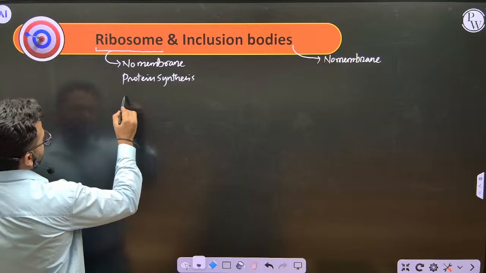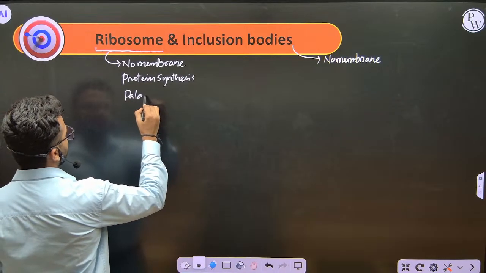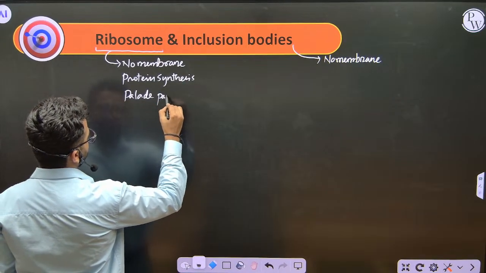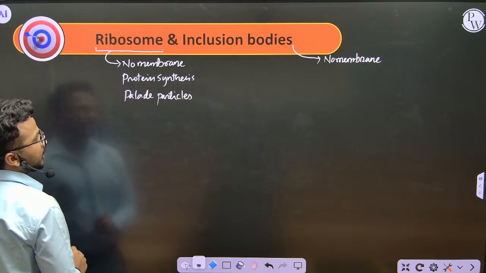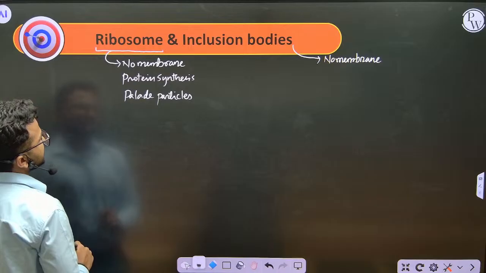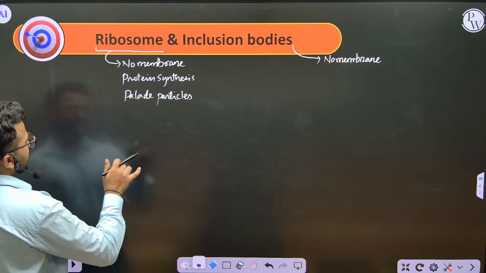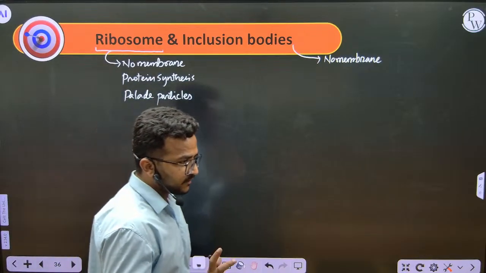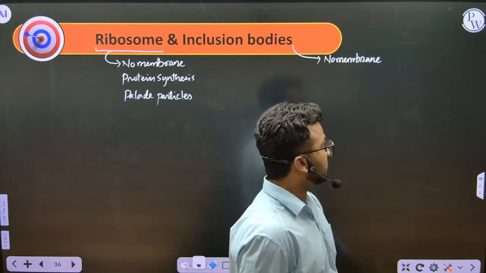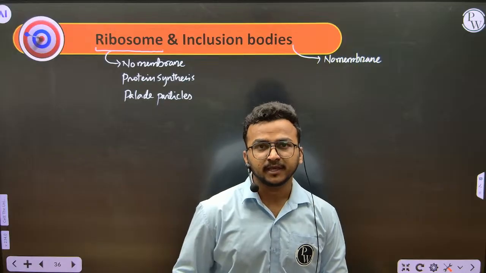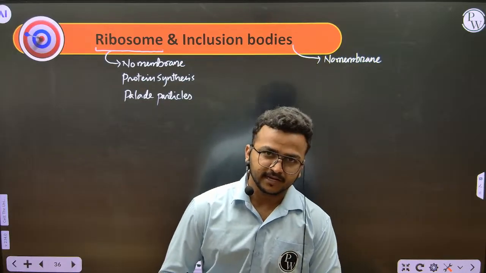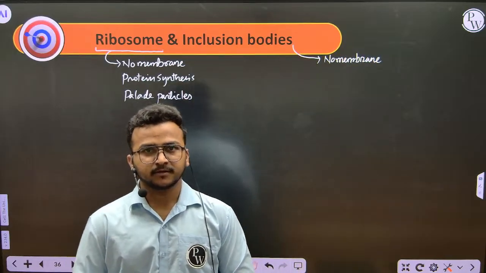It is also called Palade particles. Why did they name it Palade particles? Because of the scientist George Palade. And regarding the structure and function of ribosome, and the structure and function of inclusion body, we will discuss that in the next session. So till then, bye, take care.